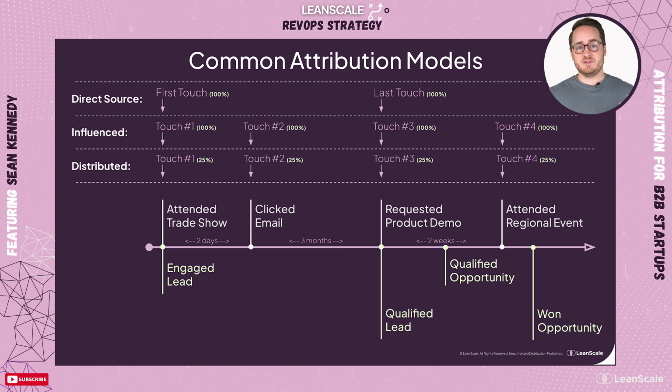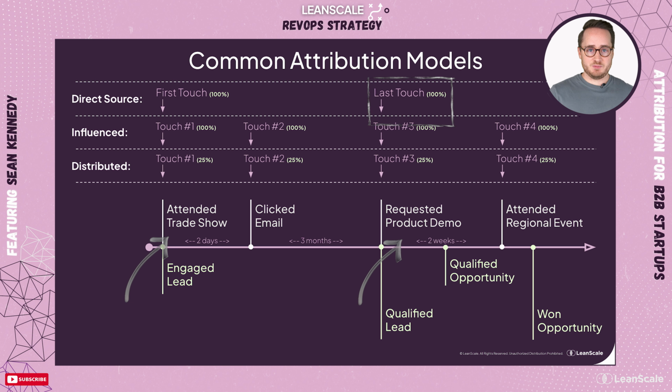At the top, you can see how each attribution model would be applied to this example buyer journey. First, there's direct source attribution. In this case, 100% credit for the sale would be given to the first significant touch point, which in this case would be the trade show event that they attended. Or 100% would be given to the last touch point logged prior to becoming a qualified lead. But you would only be able to pick one or the other, not both.